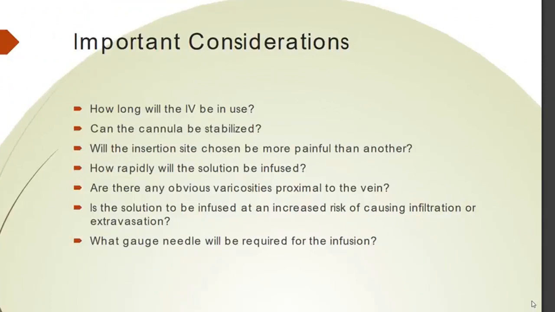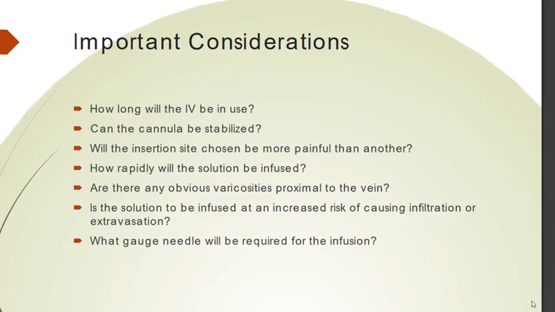So important considerations when we're going to place an IV. Number one, we need to know how long it will be in use. Short catheters that are inserted into the periphery are typically used for short-term infusions. If you have a patient with osteomyelitis and they're going to be receiving weeks of infusion therapy, a short catheter is not going to be ideal for that patient. You're going to need to really choose an IV that's more of a long-term catheter, such as a PICC line.